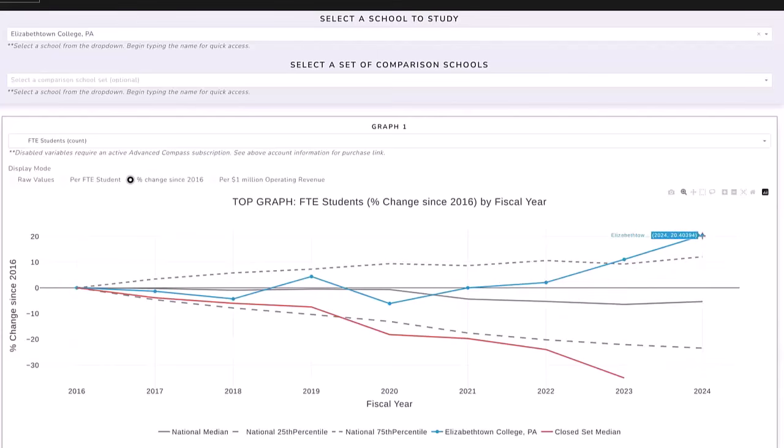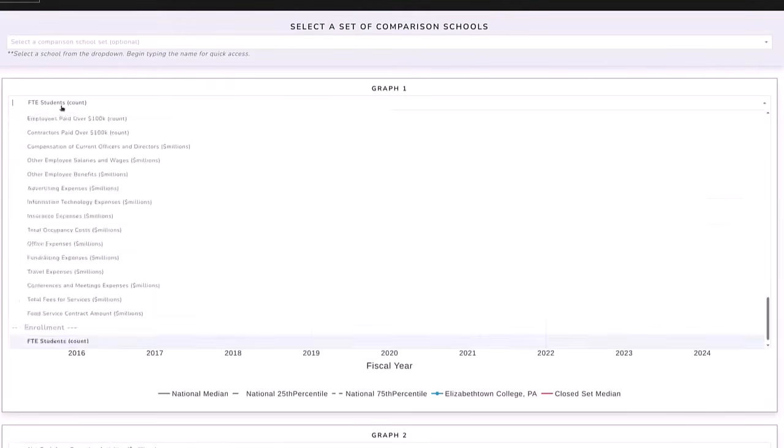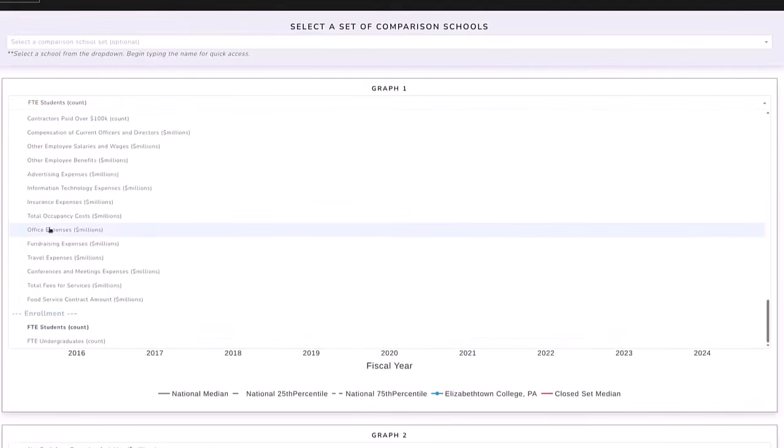There's a lot of enrollment. Enrollment's grown more than probably 80% or 90% of the country. So that is excellent. Net tuition revenue is also going up recently since 2020. Interesting thing, it looks like they've reduced their net price.